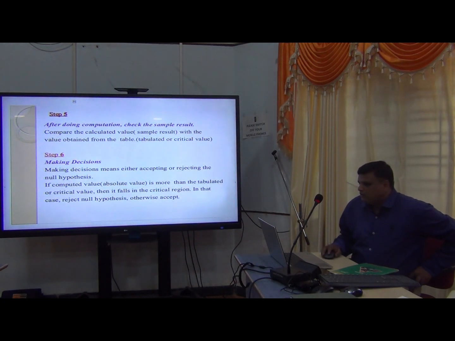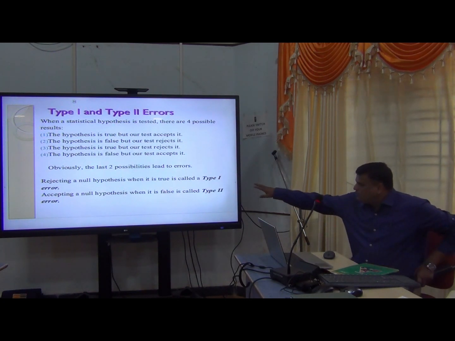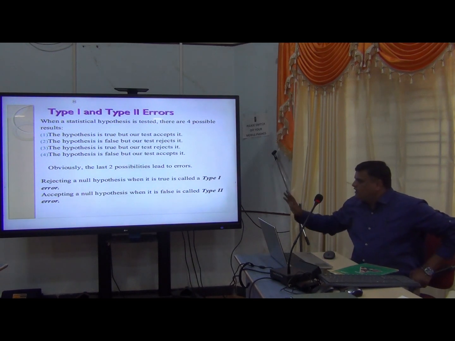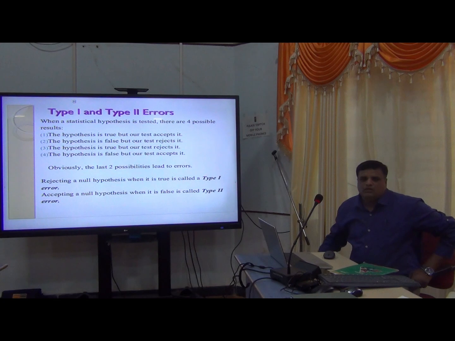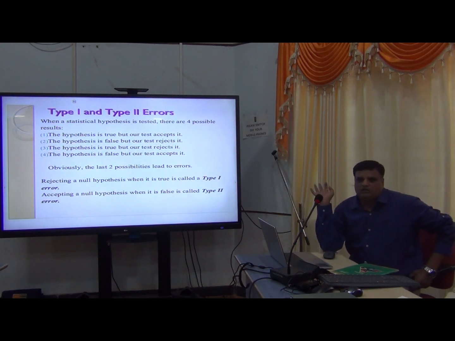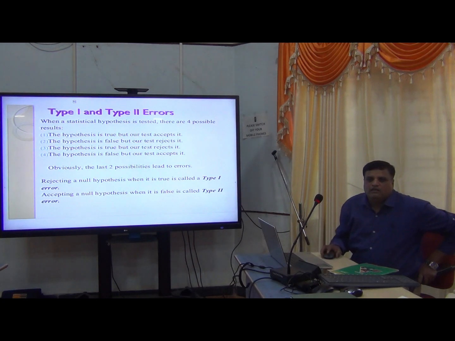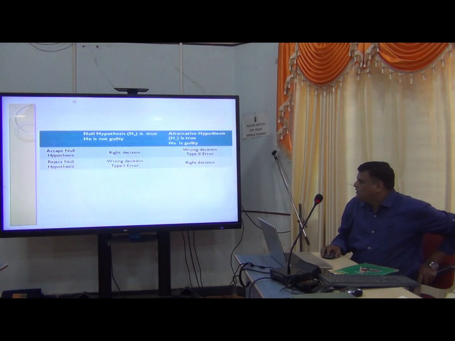Okay. So I was referring to type 1 and type 2 errors. So what is the type 1 error? Just look at the last 2 lines. The type 1 error means you reject a null hypothesis when it is true. Type 2 means you accept a null hypothesis when it is false. Committing a type 1 error is called alpha. That is the level of significance.